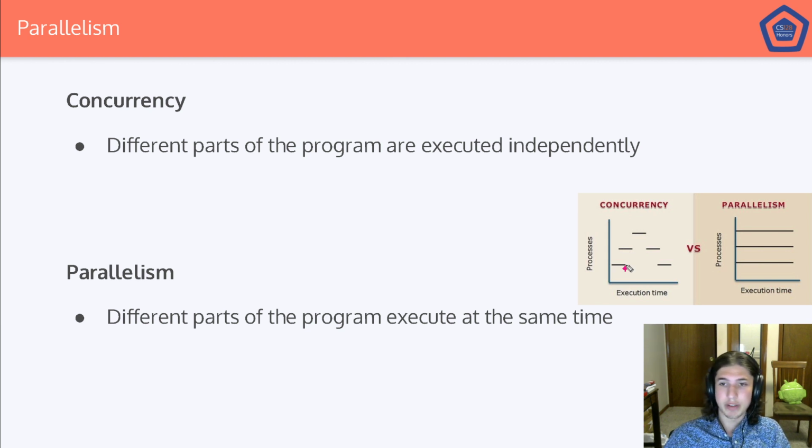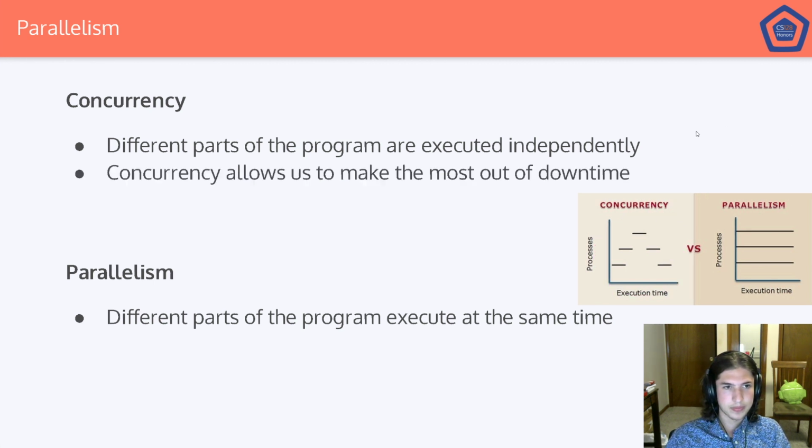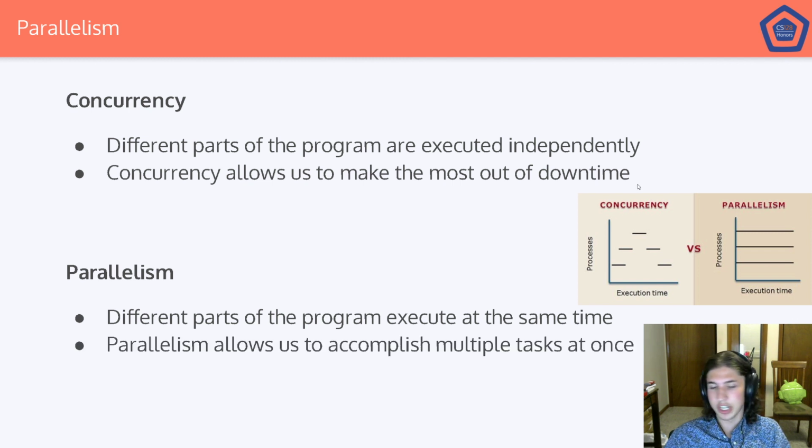And so while we're waiting for that data, we can go work on some other task. And then eventually when that data is ready, we'll request to begin work once again. What this does is minimize the downtime of the CPU. So concurrency allows us to make the most out of downtime. Parallelism, on the other hand, is a little more straightforward to understand where the acceleration comes from. We can accomplish multiple tasks at once.